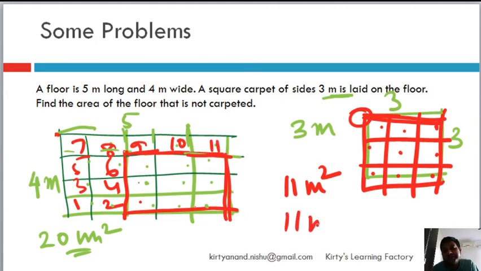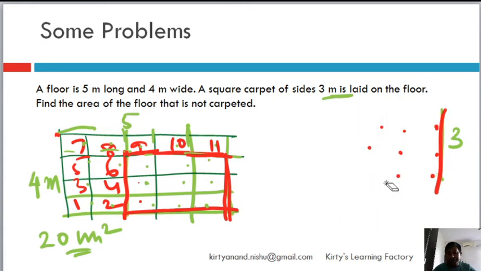What is the answer? It doesn't matter where you put the carpet, because the area of the carpet is fixed. The area of the overall room is fixed. So the uncarpeted area will always be 11 meters square. So it is a good way to visualize it and understand that you can place the carpet in different places, but the uncovered area will be the same.